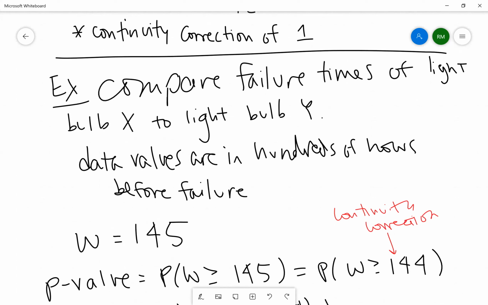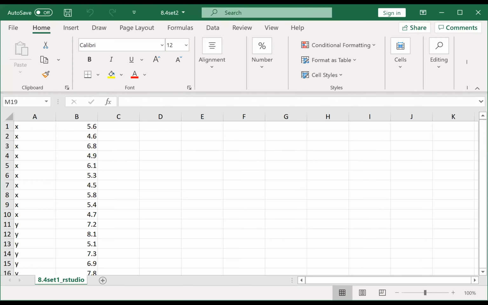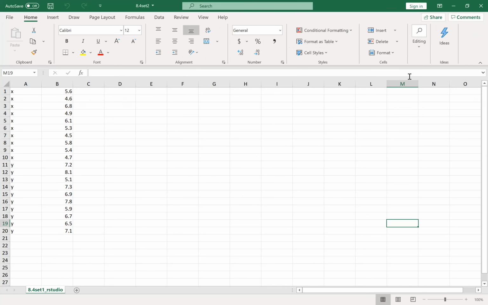So let's take a look at our data. Let's share Excel. All right. So here you see the X values. The X values are how long the light bulbs lasted from company X, and the Y values are the ones that came from company Y.